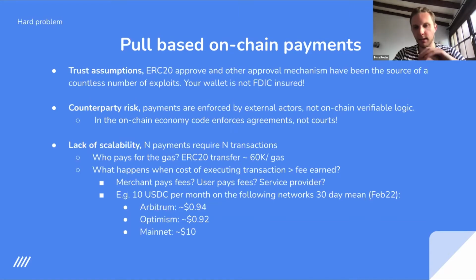Now, there are many different ways you can go here, but if we look at some numbers, this is based on analysis I did last February. Granted, things may have changed, but I looked at USDC and, on a 30-day average, what the average ERC20 transfer cost in USD. On Arbitrum we have roughly $1, same for Optimism, and Mainnet was roughly $10. Clearly, this is way more expensive than traditional fiat payment rails.